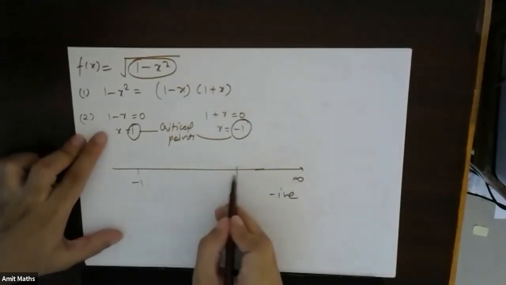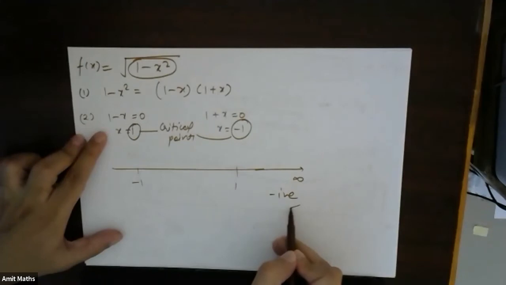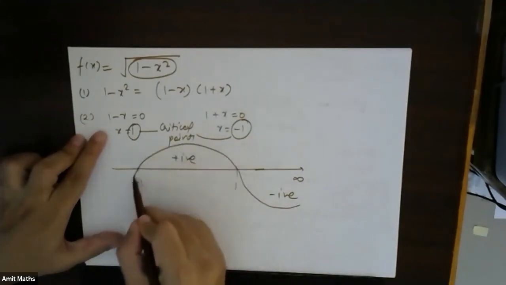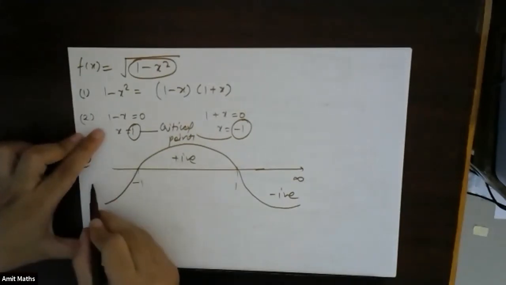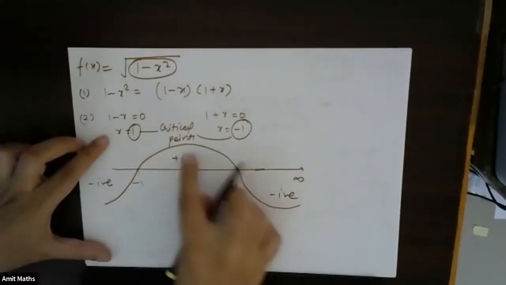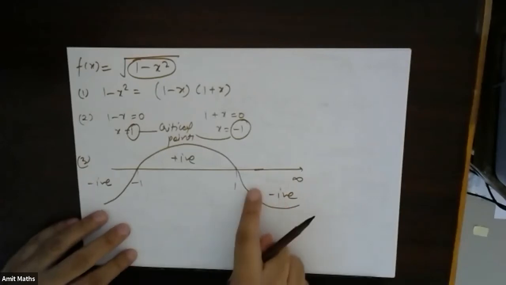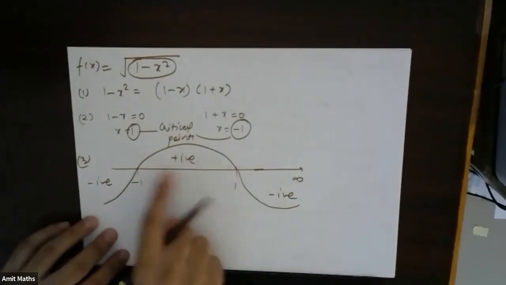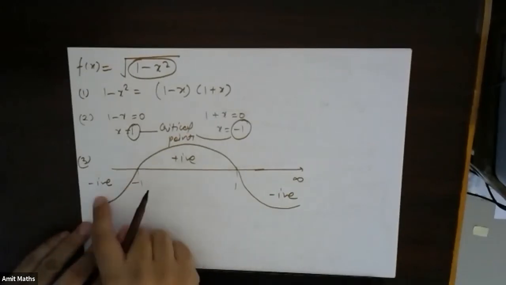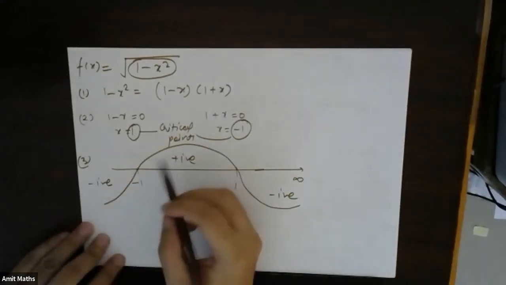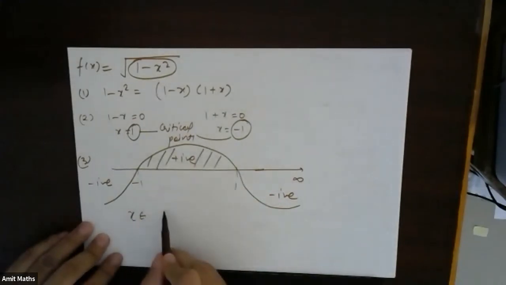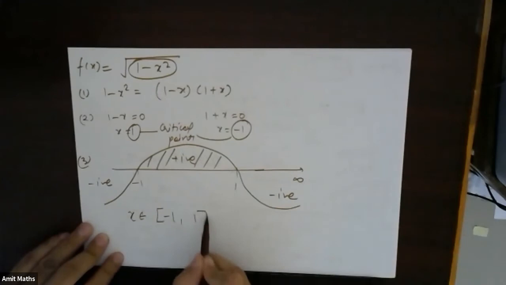Okay. When x is between -1 and 1, it will become positive in between these two, then it will become negative after this. So the sign is negative after 1, positive between -1 and 1, and then again negative before -1. Okay. So which values do I have to take? I have to take those values where it is positive. So x belongs to -1 to 1.